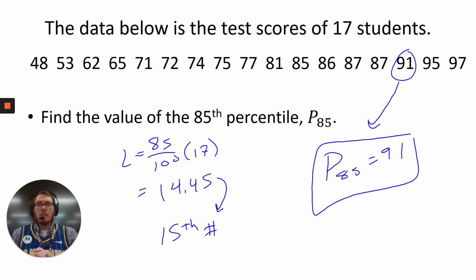The next question says find the 85th percentile. Like, what data value is it? So I work backwards. I take 85 divided by 100, which is the percentile made into a decimal, times the number of data points, which is 17. I'm going to get 14.45. Now remember, when we find the position, we have to round up to make sure we cover our bases. So when I round up to 15, that's the 15th number. That's not saying that your point is 15, it's the 15th number. So you just find the 15th number, which in this case is 91. So the 85th percentile is 91.